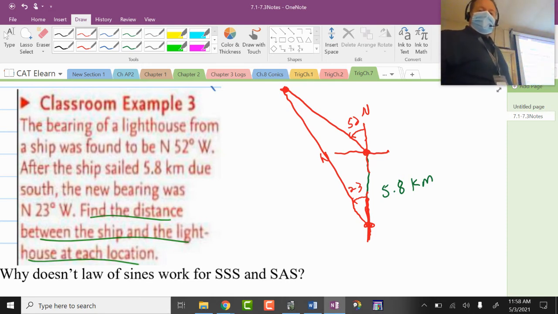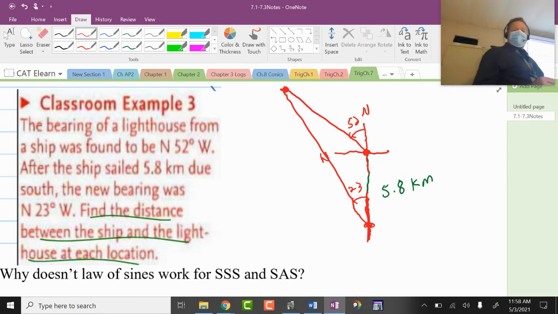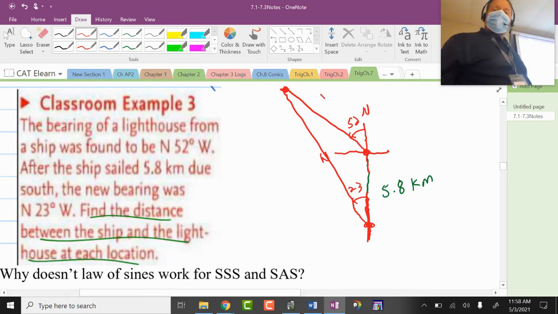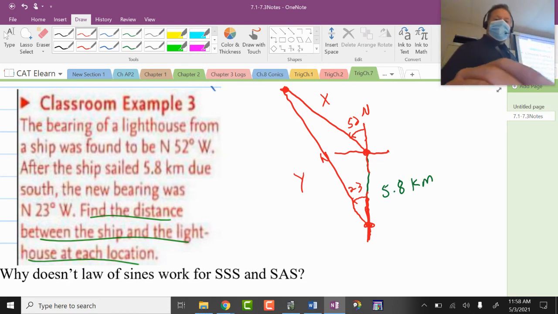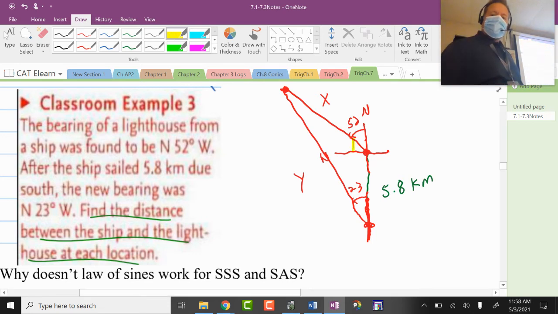Okay, a couple things on these angles. Find the distance between the ship and the lighthouse at each location. So we're going to find x and y, which won't take that much. We just got to get all our angle measures. First of all, this angle measure is an angle in the triangle, 23. So that's lucky. How do you find this angle measure from here to here? It's the simplest thing in the world.